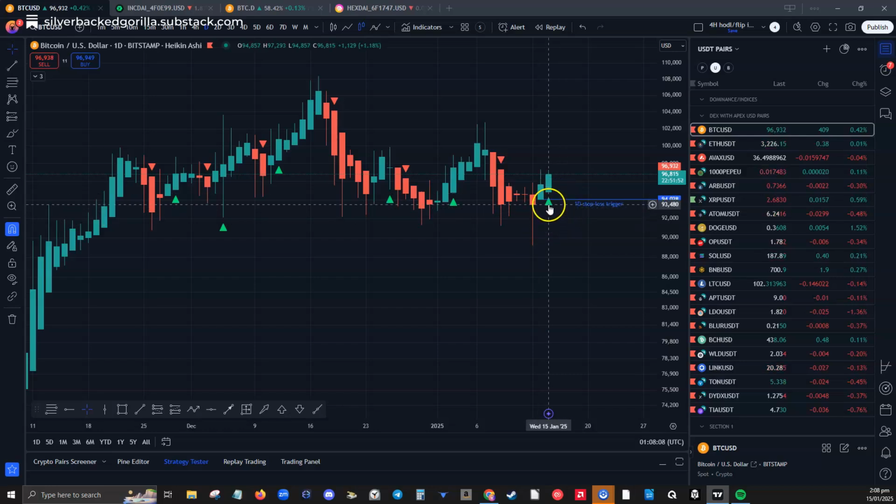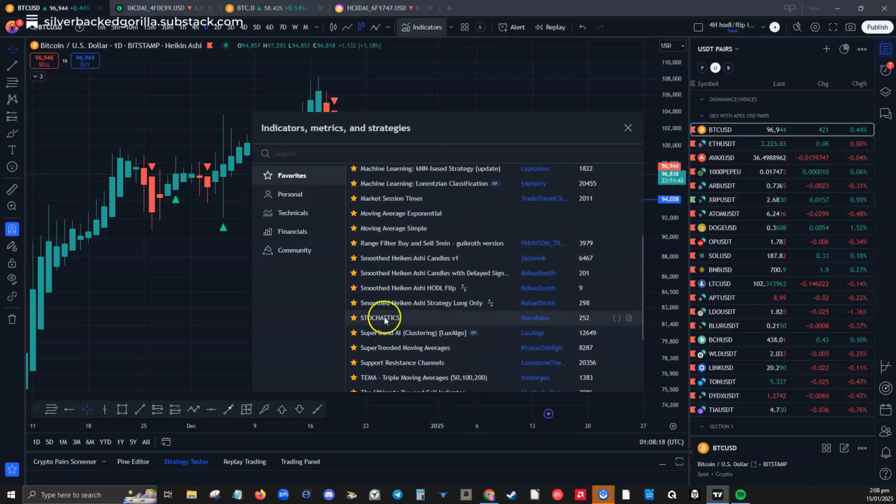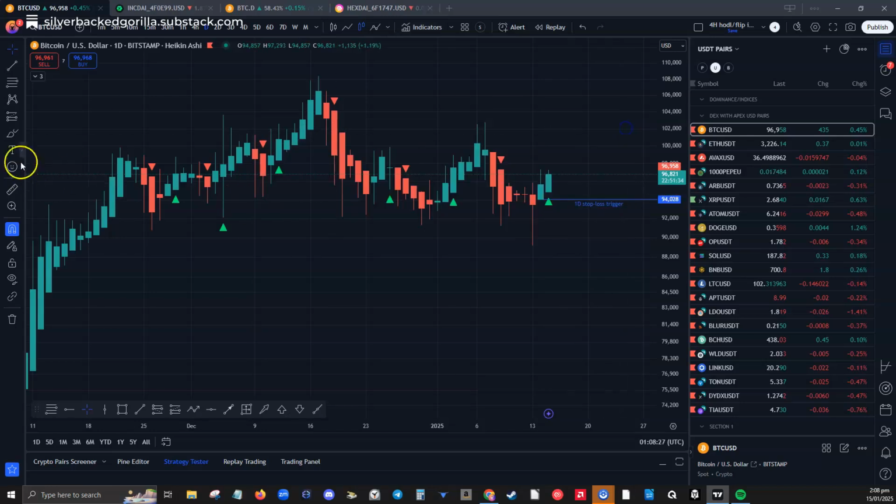We do have a confluence of an indicator. This is the smooth Heikin-Ashi indicator. If you don't know where to find it, you just come into indicators, you come down to smooth Heikin-Ashi candles with delayed signals from RS. You basically click on it, it'll come out onto your TradingView charts. You come in, and then you create your own settings.